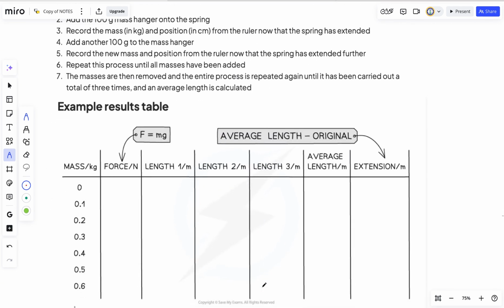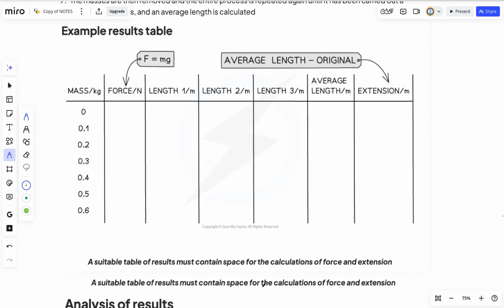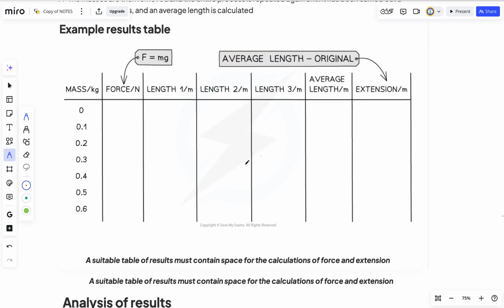Then the next thing you go to is results. You go to results quickly. A table of results. In the exam, you don't need to put values here. This is the only place you can just show the masses as you load the mass. You don't need to put any variables. You just need to put mass, force, length 1, length 2, length 3, and average length, and then you put the extension. Why do we need length 1, length 2, length 3?